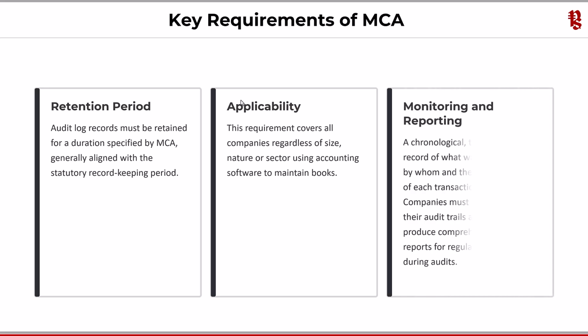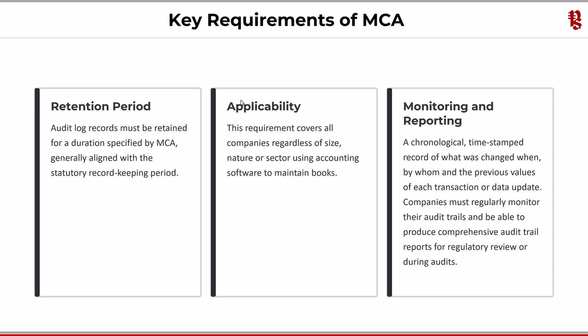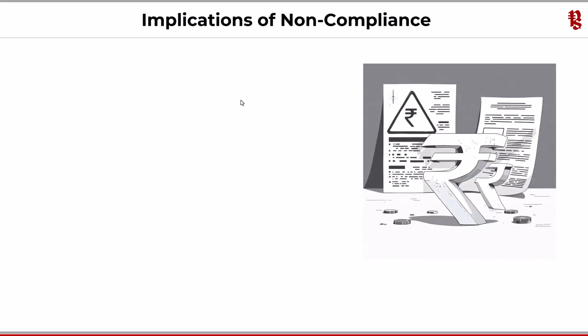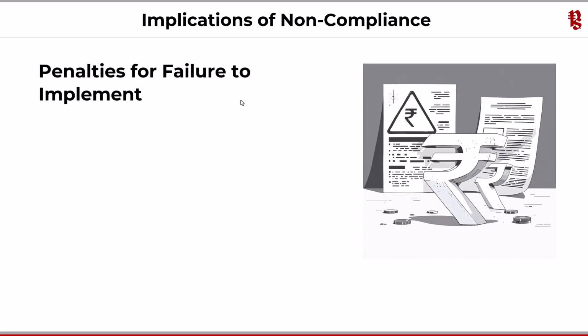Monitoring and reporting aspect: a chronological, time-stamped record of what was changed, when, by whom, and the previous values of each transaction and data update, which I had just mentioned. Companies must regularly monitor their audit trail and be able to produce a comprehensive audit trail report for regulatory review or during audits. What are the implications of non-compliance?